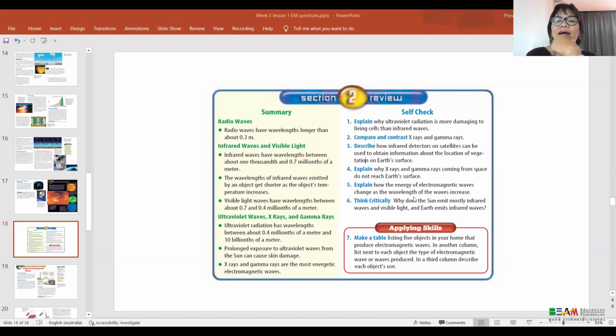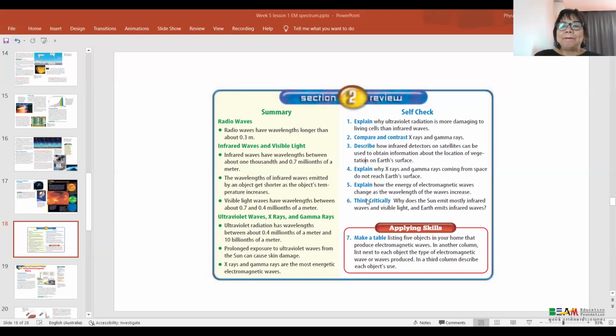Question 5, explain how the energy of electromagnetic waves changes as the wavelength of the wave increases. And this one we already discussed as well. Sun, what do you think? If the wavelength increases, the frequency decreases. Very good. And frequency decrease means what? Less energy. Less energy. Very good.